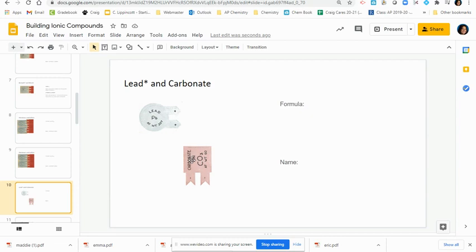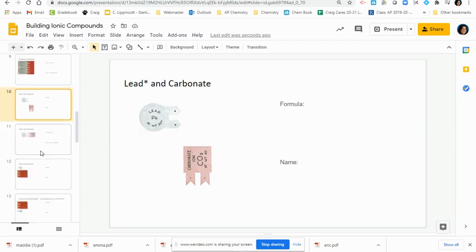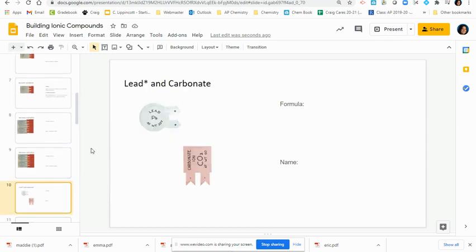Lead carbonate is our next one. And we have to tell the folks what we're going to be working with because there is an asterisk here. And you can just follow through the rest of these and try them and see how you are able to work through these, okay?